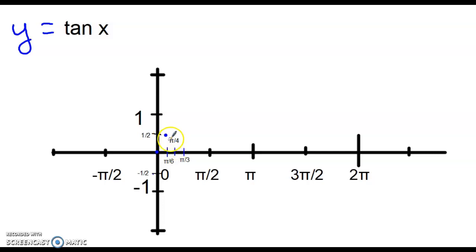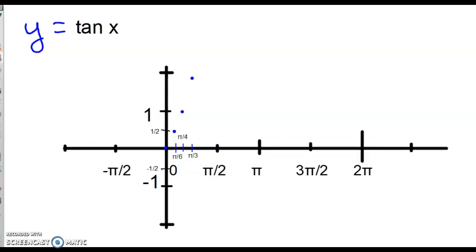And then tangent of pi over 4, 45 degrees, that's the easiest one. That's a 1. And then tangent of 60 degrees, or pi over 3, that turns out to be a 1.7, way up here, almost to a 2. And then finally, tangent of 90 happens to be undefined. So guess what, folks? We're going to need an asymptote right here.